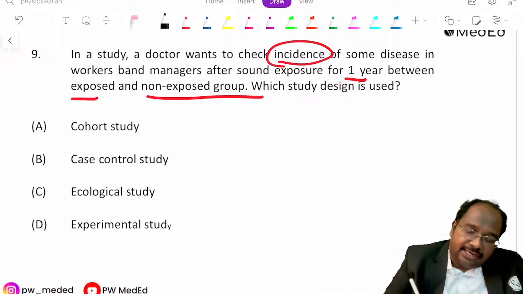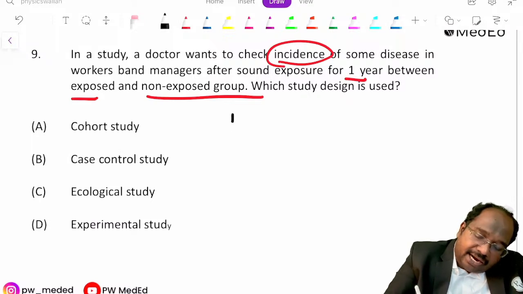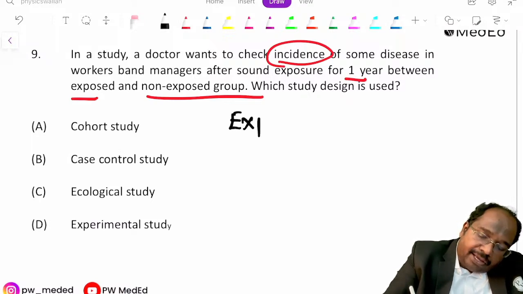What is the study design? Yes. It starts from exposure to outcome.